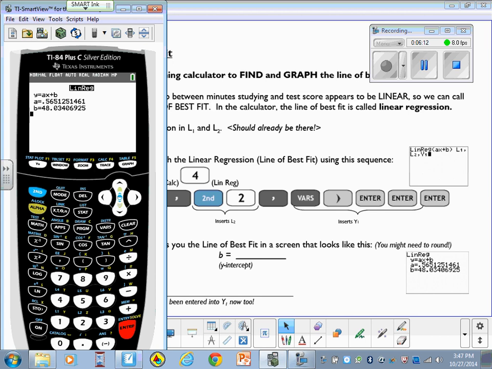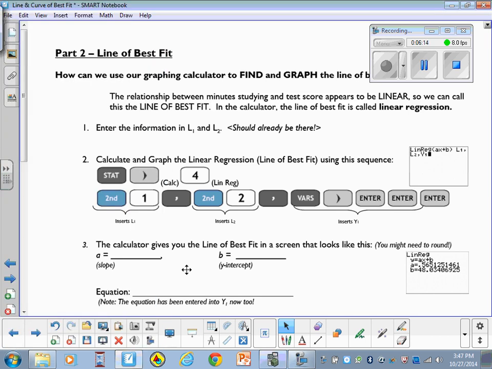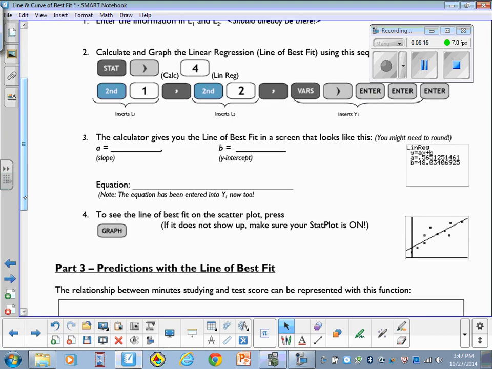Okay, and I've got a screenshot of this right here to help us. A on your calculator represents slope, 0.57. B is your y-intercept, 48.03. So the equation: y equals 0.57x plus 48.03.